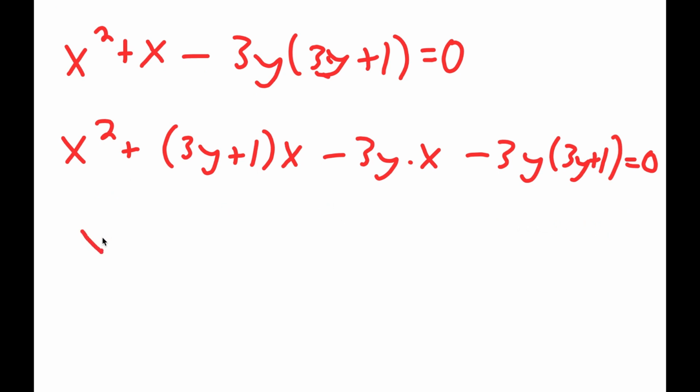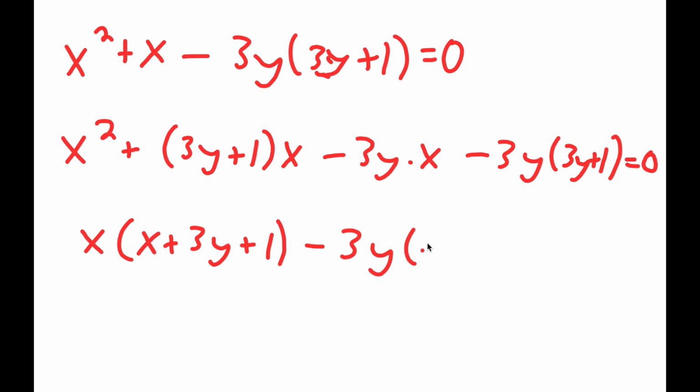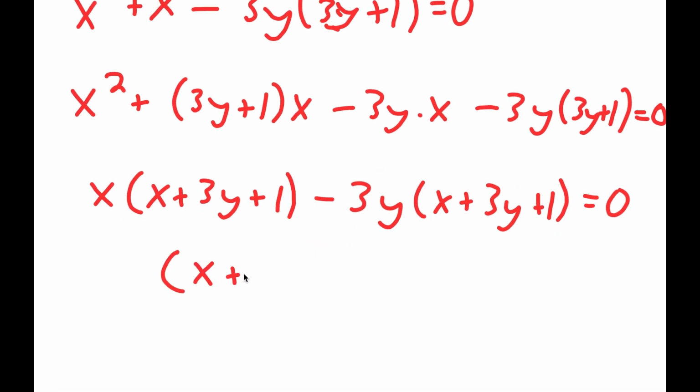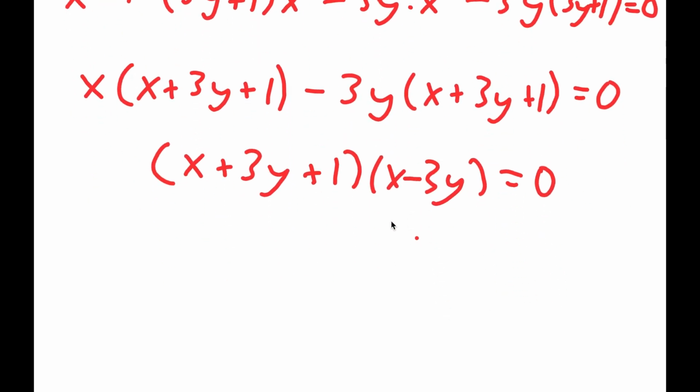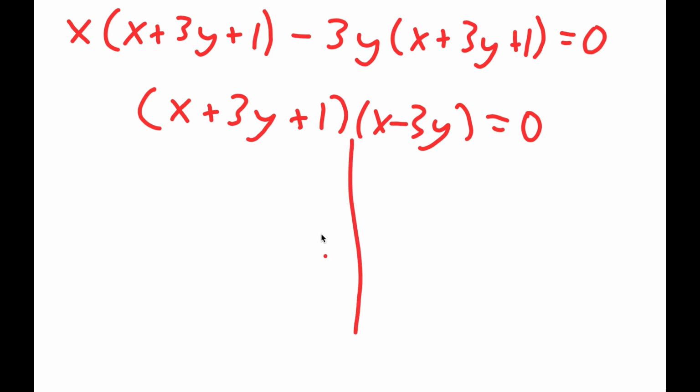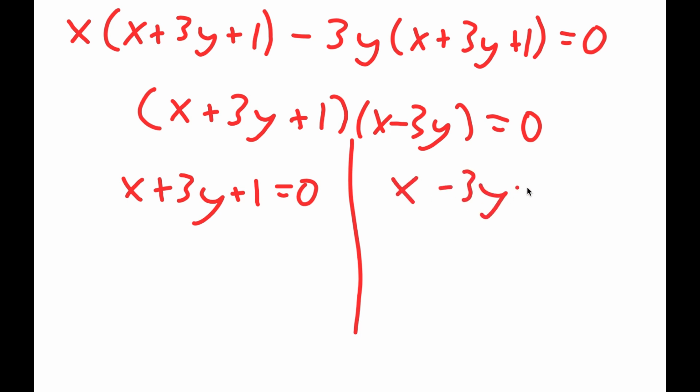And this simplifies to x times x plus 3y plus 1 minus 3y times x plus 3y plus 1 is equal to 0. And this is equal to x plus 3y plus 1 times x minus 3y is equal to 0. So from here, this gives me two equations. I get x plus 3y plus 1 is equal to 0, and I get x minus 3y is equal to 0.